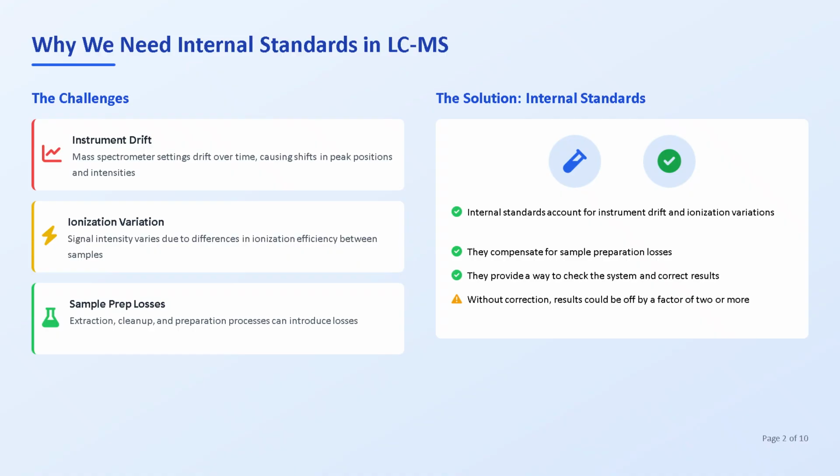Whenever we perform LC-MS analysis, we face real-world challenges. Instruments drift over time. Ionization efficiency fluctuates from sample to sample. And during sample preparation, some amount of analyte can be lost. These issues can significantly change the final signal intensity, sometimes doubling or halving results if left uncorrected. That's why we use internal standards. They help us correct for variation, adjust for loss, and maintain data accuracy across runs and experiments.